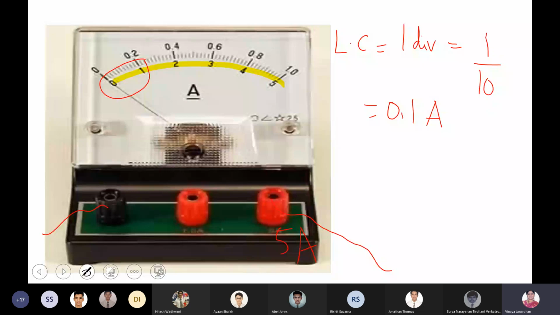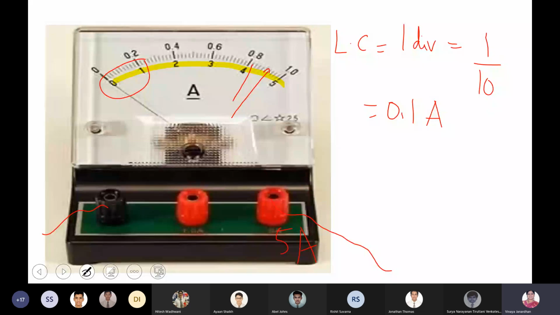Now suppose the pointer lies over a mark, what will be my value? 4.6. If it is next to 4, it is 4.1, because each division is 0.1 ampere. Are you clear?